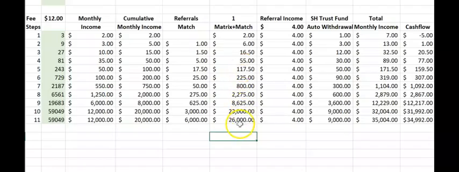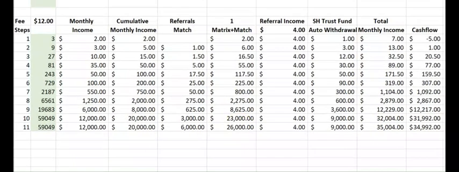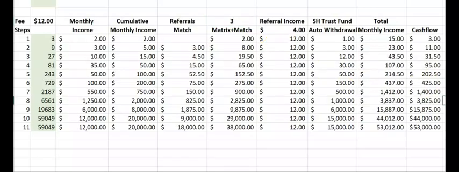So it means that just with one person, instead of it being $20,000, you've got $26,000. But you really want to be referring 3 people, because that releases all your income. You can withdraw all your income. And if you're referring 3 people, you see your matching bonus is going to go up. And you can see that now you've got $38,000 in your matrix plus your match. You've only referred 3 people, that's another $12.